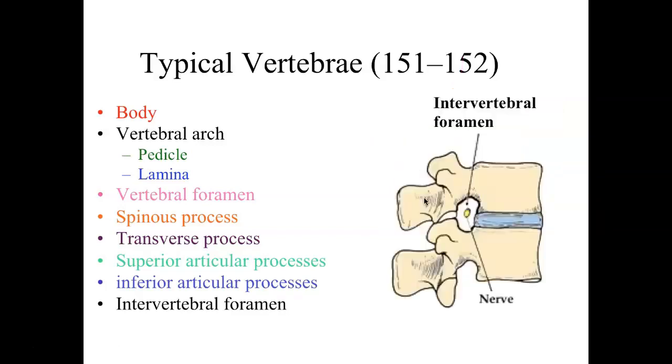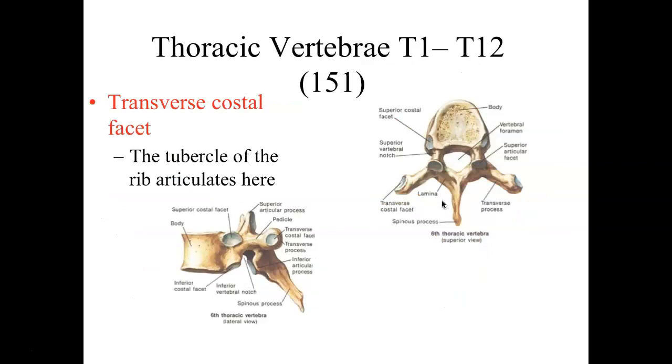Okay, let's continue on. We have our intervertebral foramen, again inter meaning between, vertebral referring to the vertebrae, and foramen meaning hole. So when these two vertebrae come together, we are going to create a hole here, and this is where your spinal nerve will exit.